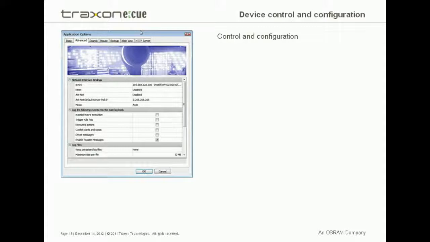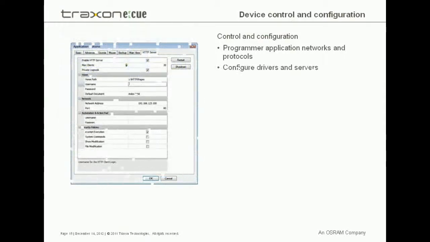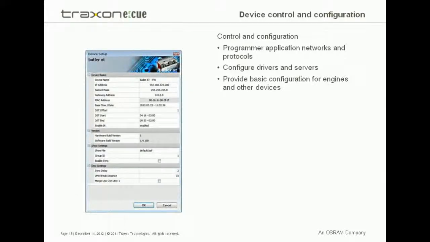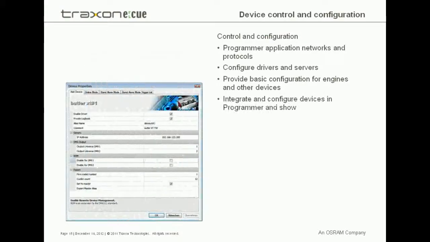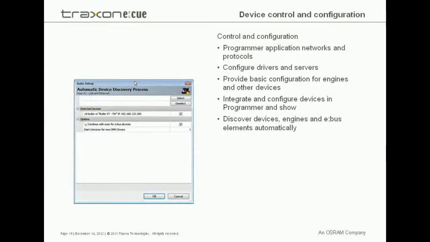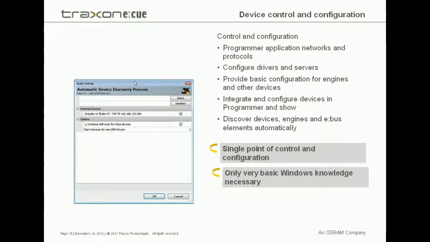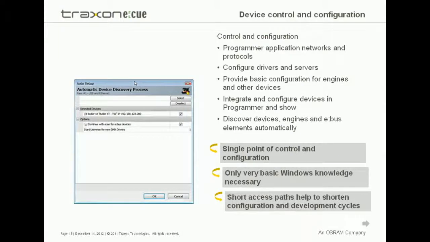In the programmer, you set up the application, for example, which application networks are used and which protocols are used. You can configure the drivers and servers in your setup, and you have the possibility to configure your engines and other devices in the programmer. You can integrate and configure devices in the programmer, and it is possible to discover devices, engines, and other elements automatically. It is a single point of control and configuration, and you need only very basic Windows knowledge to use it. And there are also possibilities to shorten your work.